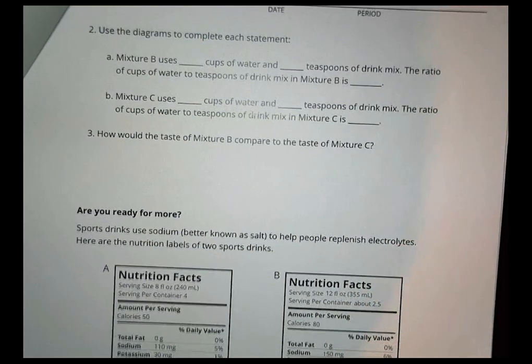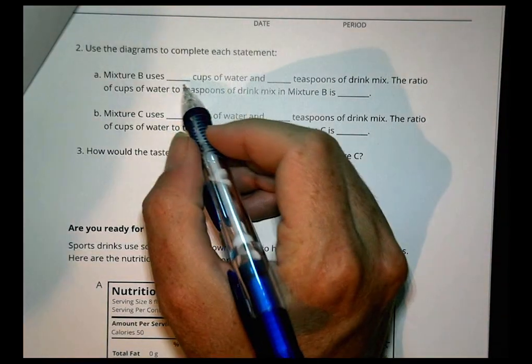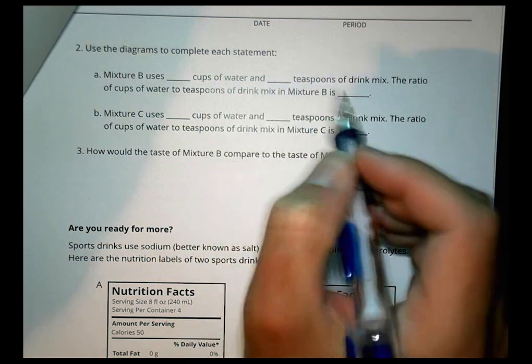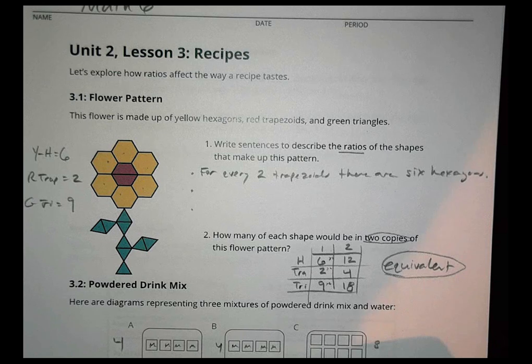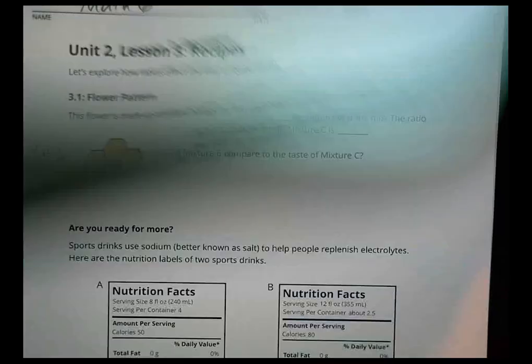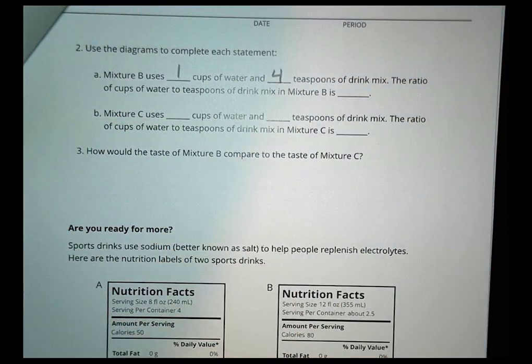So let's look at the next question. It says use the diagrams we made to complete each statement. Mixture B uses blank cups of water and blank teaspoons of drink mix. Okay, so B uses 1 cup of water and 4 teaspoons of drink mix. So 1 cup of water and 4 teaspoons of drink mix.